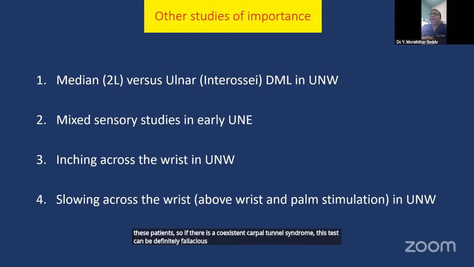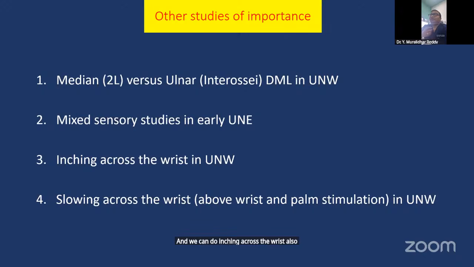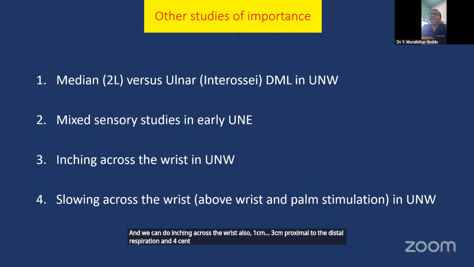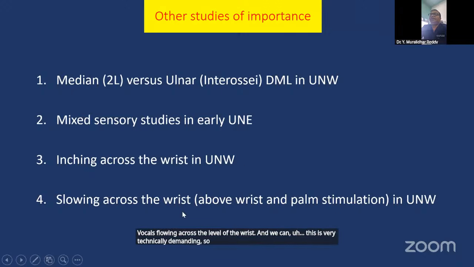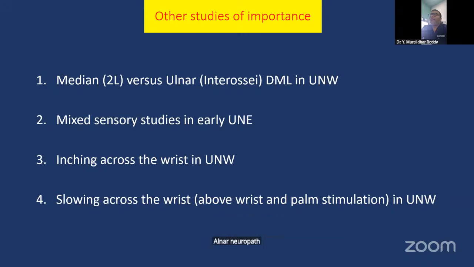And mixed sensory studies are also important in early ulnar neuropathy at elbow. And we can do inching across the wrist also: 1 centimeter, 3 centimeters proximal to the distal wrist crease and 4 centimeters distal to the distal wrist crease. We can look at 1 centimeter steps and see if there is any focal slowing across the level of the wrist. This is very technically demanding. So the simple test that we can do is to demonstrate slowing across the wrist by just stimulating above the wrist and also the palm, to see if there is any conduction velocity slowing across the wrist in ulnar neuropathy.